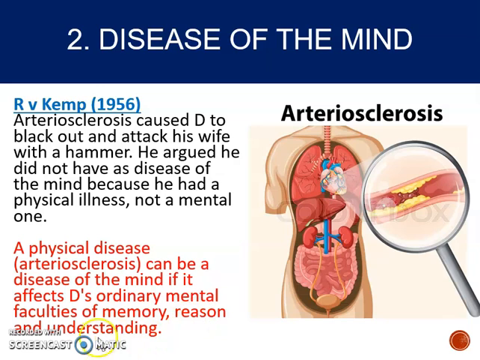And those 3 key words are really useful to use in the exam. So you can see here by using these 3 words that any physical condition, say for example if someone has a brain tumour, for instance, that's a physical condition, a tumour in the brain, but if it is affecting their memory, reasoning and understanding, it can therefore be a disease of the mind.